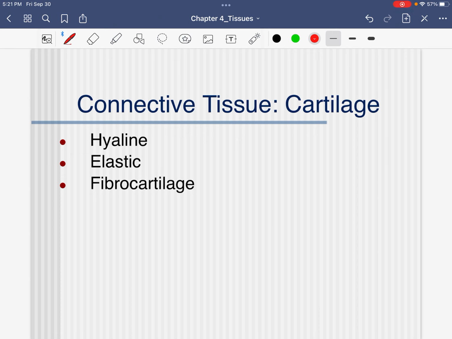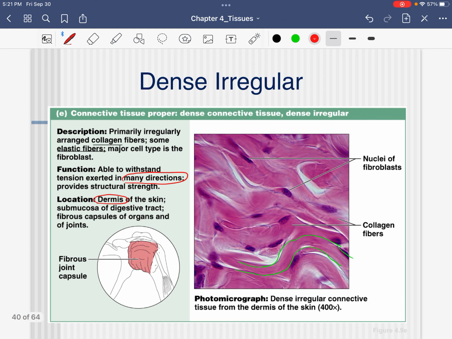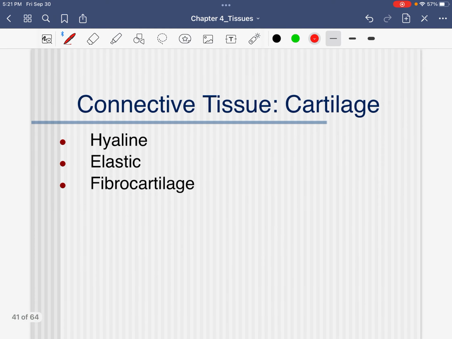In the first video of this chapter, we introduced tissues and then we talked about epithelial tissue and we started our discussion of connective tissue. We ended on dense regular and dense irregular connective tissues. So let's just jump right in. We're going to pick up where we left off, and that is talking about connective tissue.